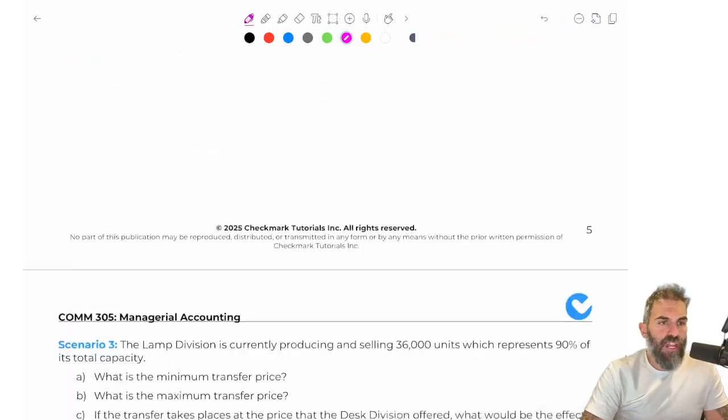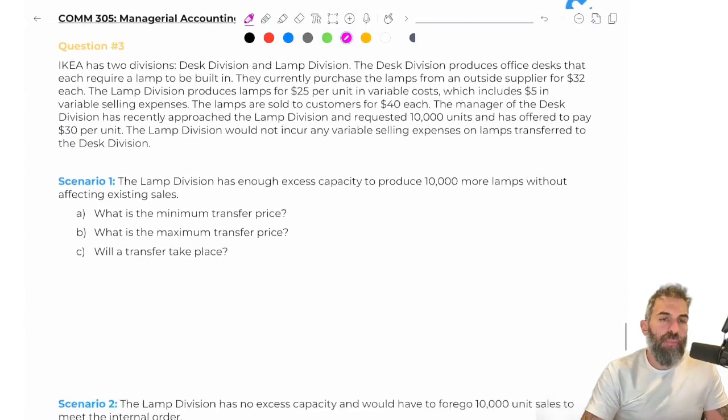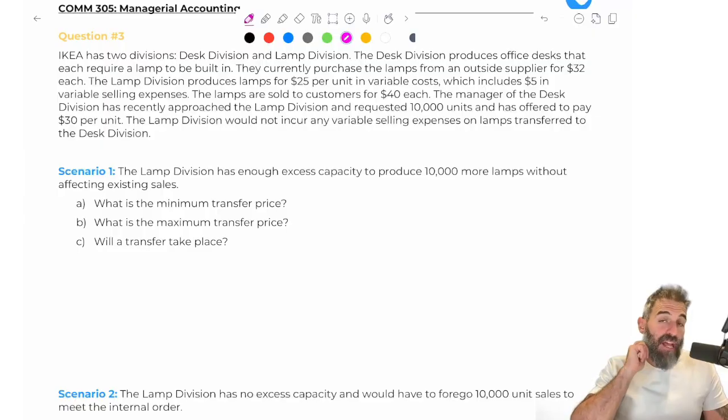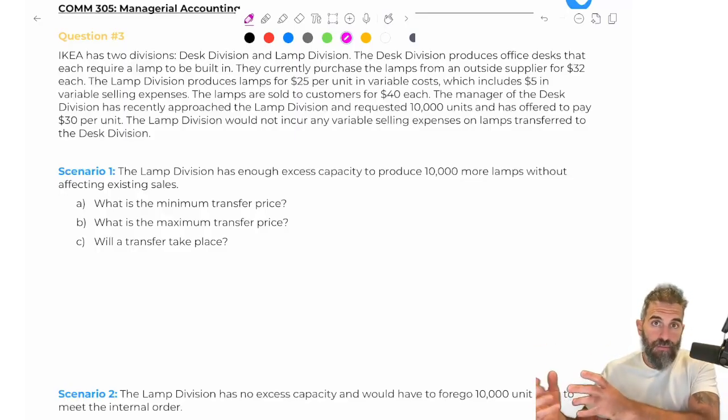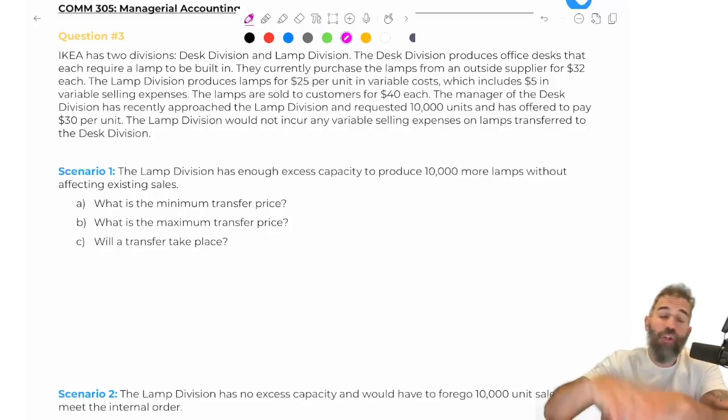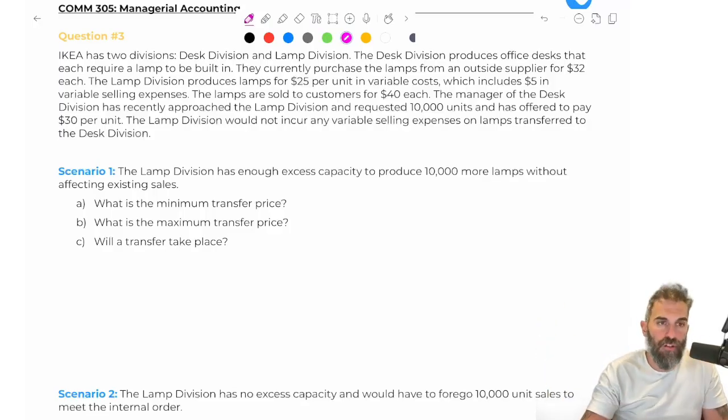We've got 3 scenarios because a big part of this is understanding capacity. So this is going to be a little bit similar to when we did the special order in chapter 7 and how capacity plays a role. If there's no capacity, then there's going to be an opportunity cost. Same as with a special order. If we have all the capacity in the world, then there is no opportunity cost. Okay, so let's get into it.